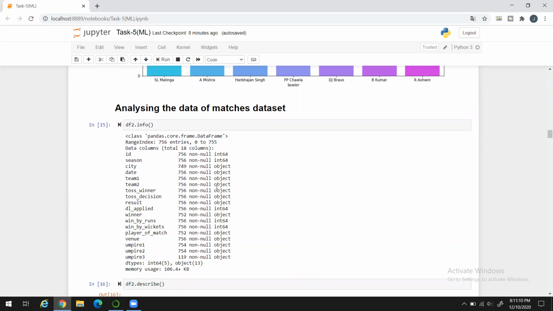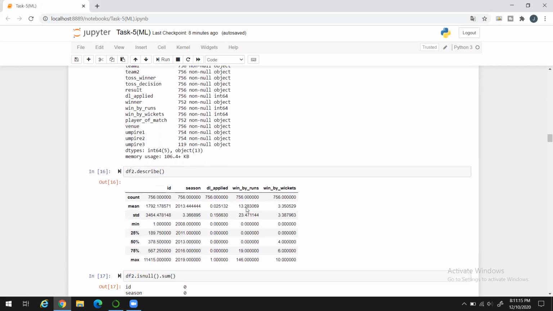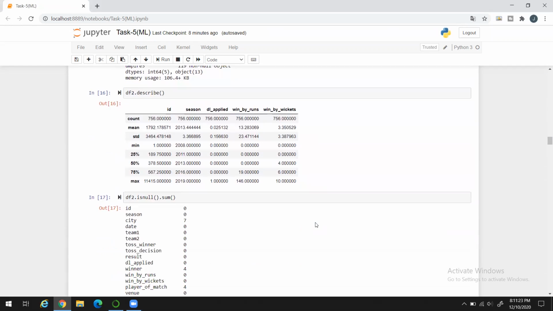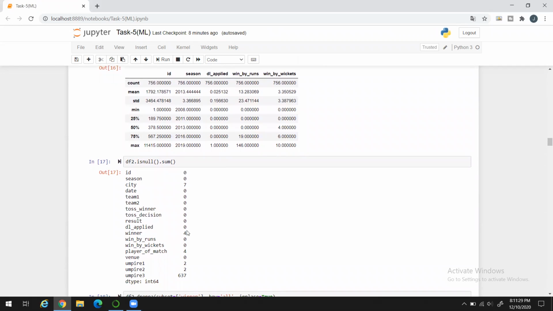There are not many null values in the matches dataset. We'll see that. Now coming to the describe portion, you can see all the mathematical values regarding the matches dataset. Now you can observe that there are 7 null values in city, 4 null values in winner, and 4 null values in player of the match.